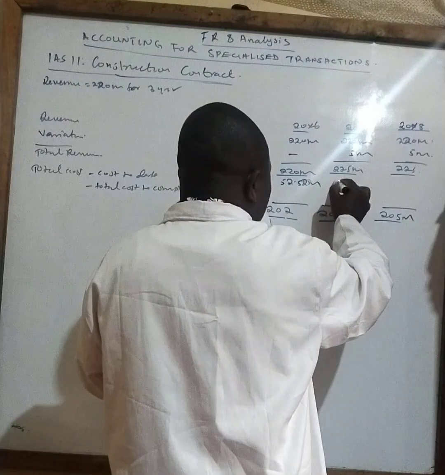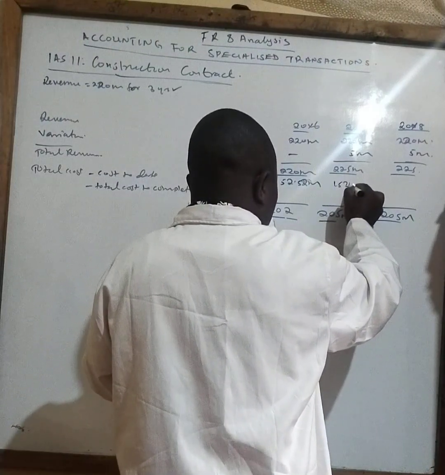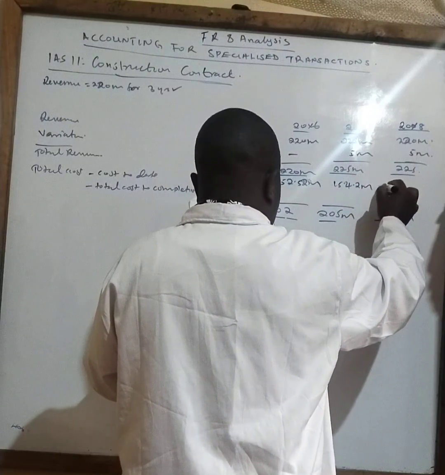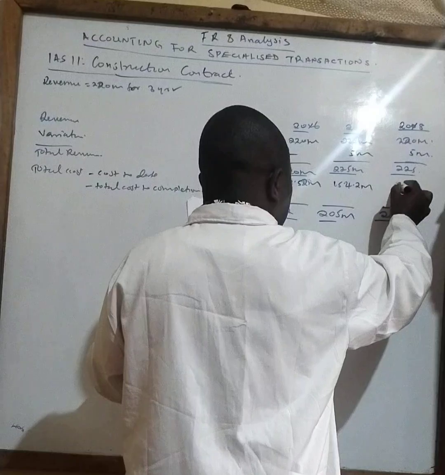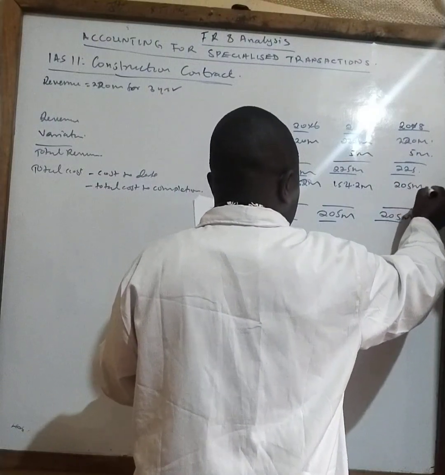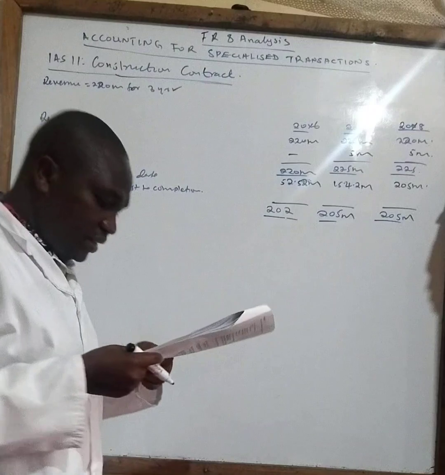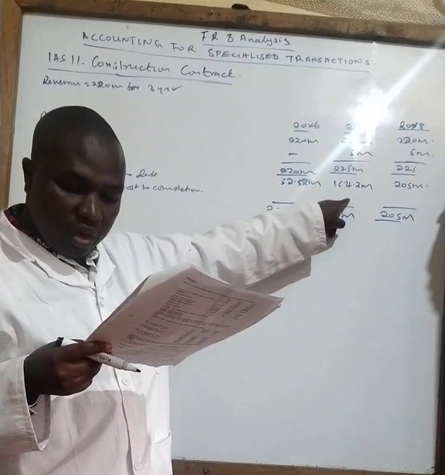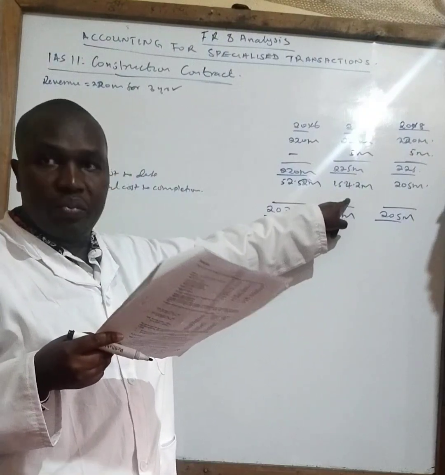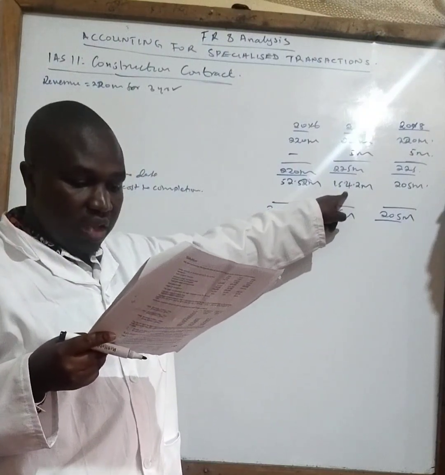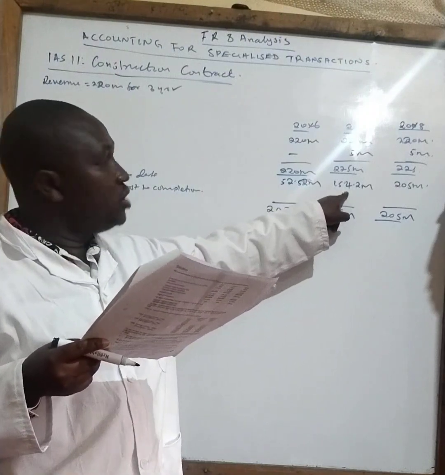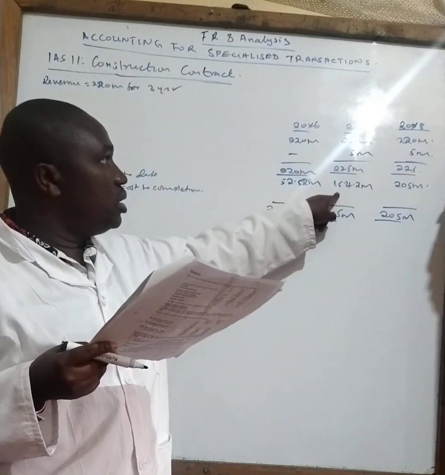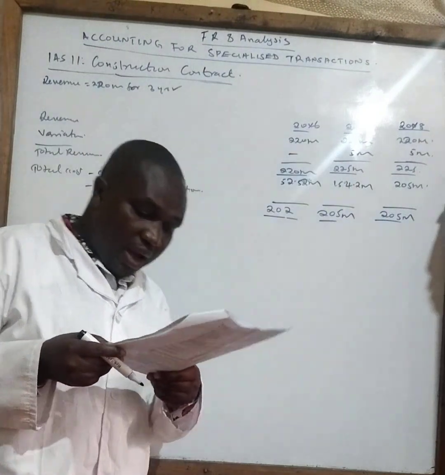Here you have been given 154.2 million. And then the last one you have been given as 205 million. And then they are saying the 154.2 million includes materials in store. Materials in store, we were given in paragraph 2 as 2.5. So it is inside here. And therefore that amount is not for this period, but for the following period.